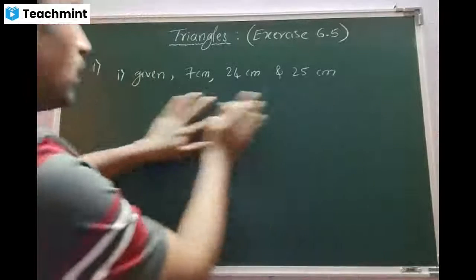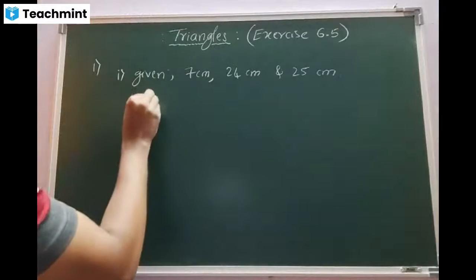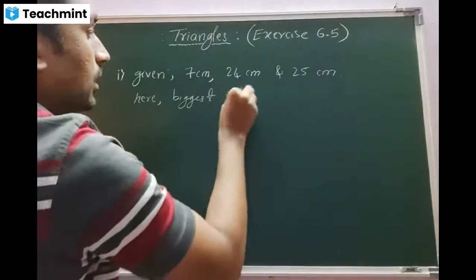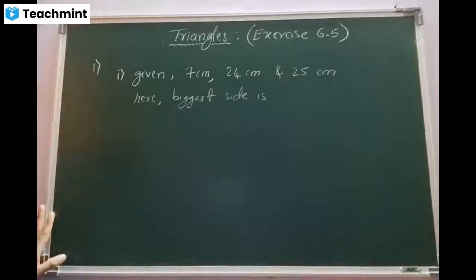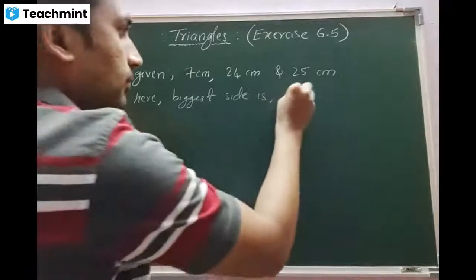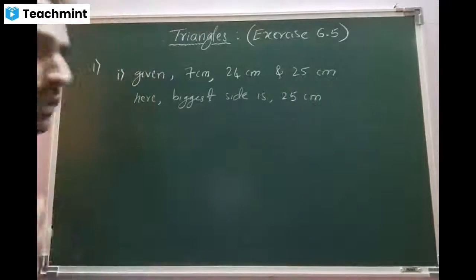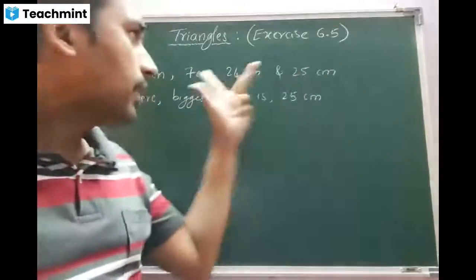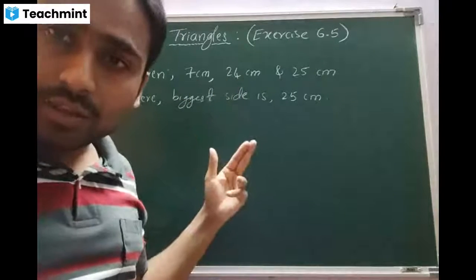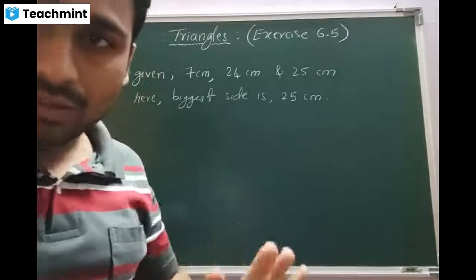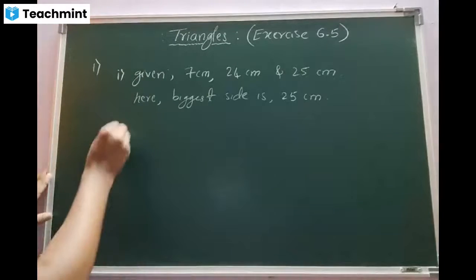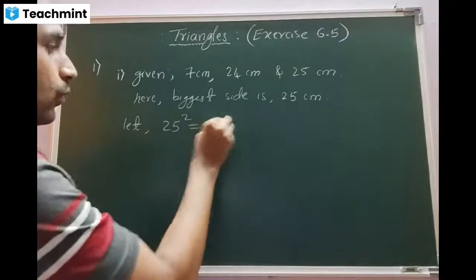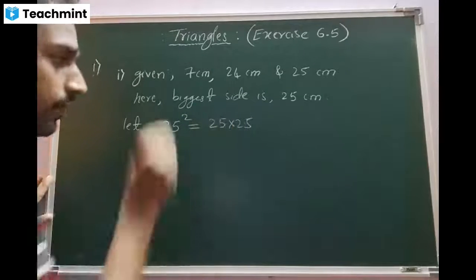Let's see how to do the work. Here, biggest side. Beta, which is the biggest one among all? 25 centimeters. So this biggest side will be taken separately and the other two will be taken together to arrive at the result. Got it? Yes, sir. 25 square is equal to 25 into 25. What's the answer, Baba?